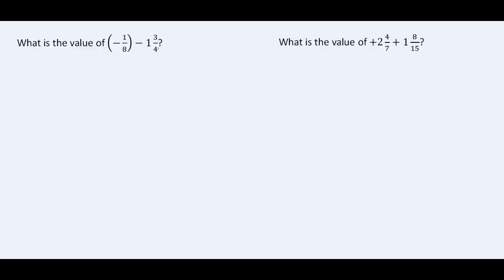So here we have the same signs, so we're going to add the fractions together. So we have 1 and 1/8 plus 1 and 3/4. So we have the least common multiple. So let's look at that. 4 is 2 times 2. 8 is 2 times 2 times 2. So 8 is going to be your least common multiple. It's 2 times 2 times 2, which is equal to 8.